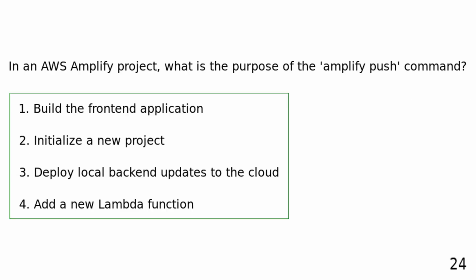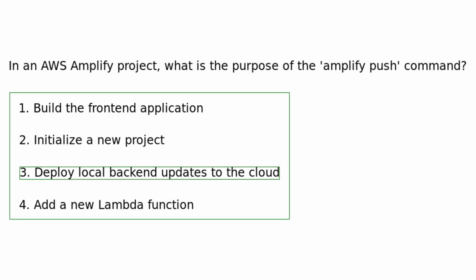In an AWS Amplify project, what is the purpose of the Amplify push command? Build the front-end application. Initialize a new project. Deploy local backend updates to the cloud. Add a new Lambda function. Amplify push deploys local backend updates to the cloud, updating resources defined in amplify.yml.